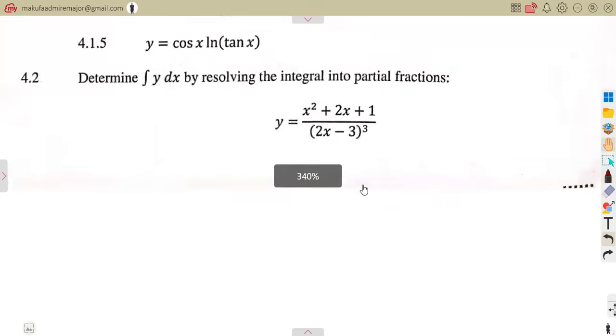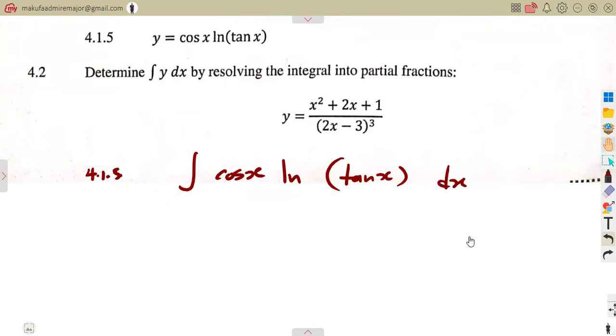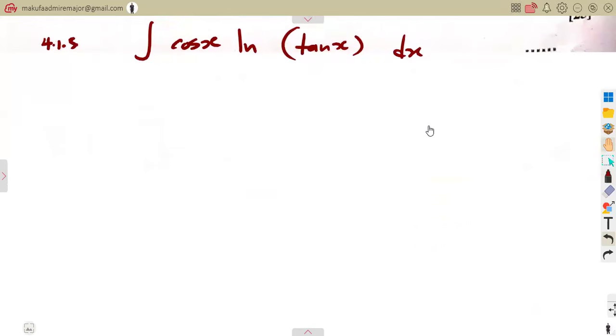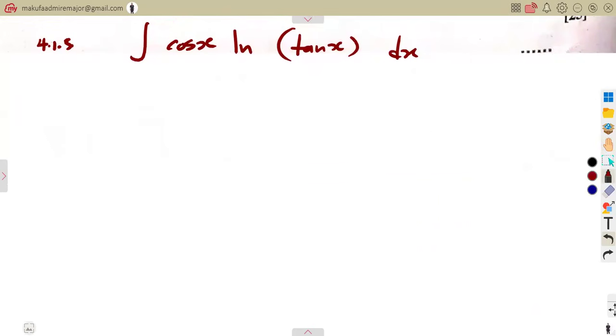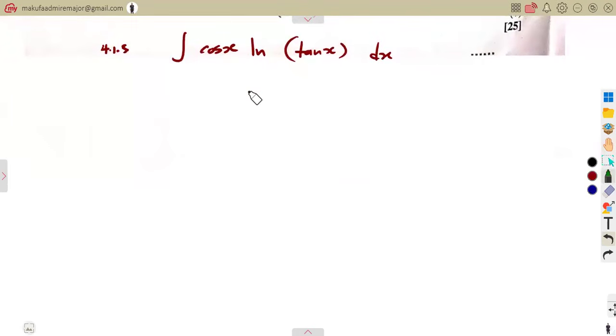All right, 4.15 we are given. Integrate this again with respect to x: the integral of cos of x times ln tan of x with respect to x. In this case, there is something just a little bit hidden, which is that it's a product. So we think of by parts.